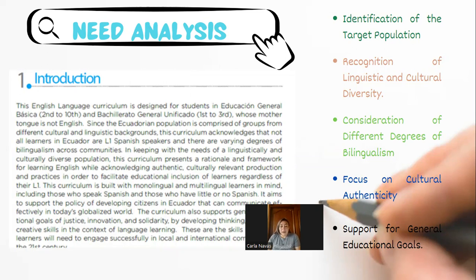And the last part is support for general educational goals. It is mentioned that the curriculum supports general education goals of justice, innovation, and solidarity by developing cognitive, social, and creative skills in the context of language. This indicates a connection between the English curriculum and the broader education objectives of Ecuador.